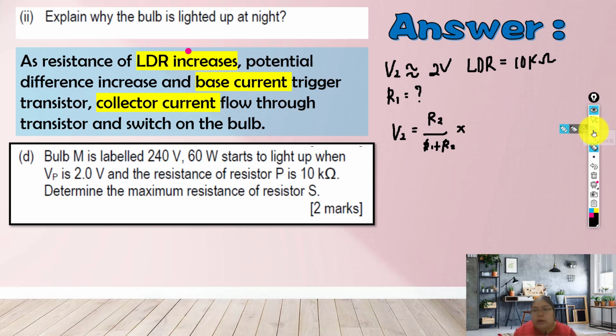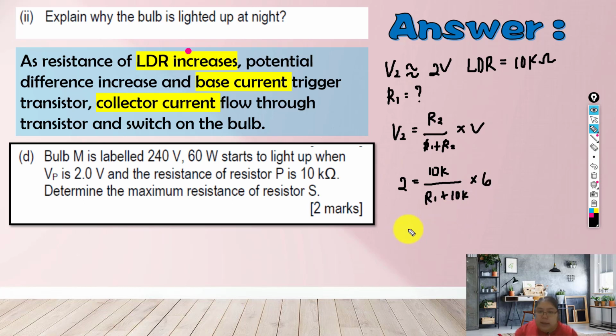Okay, now we're going to do the calculation. V2 is 2 volt, at least, for it to light up. R2 we know already, R2 is 10 kilo. So we just write 10K. R1 we do not know, so R1 plus 10K, then multiply by the voltage. The total voltage is 6. Then you do the calculation.